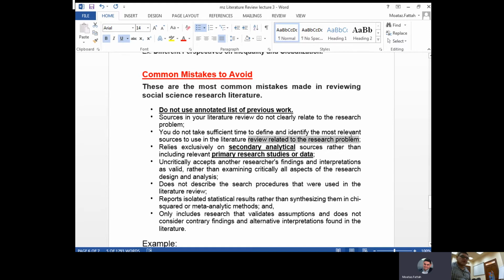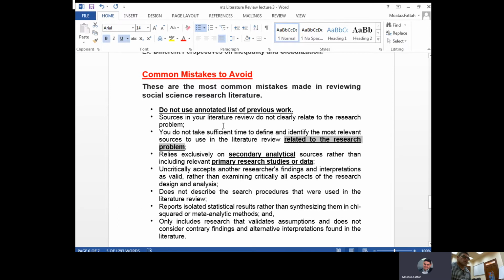I'm going to actually highlight some of these so you guys understand what I'm talking about. Okay? Another mistake is that you don't clearly relate sources in the literature review.